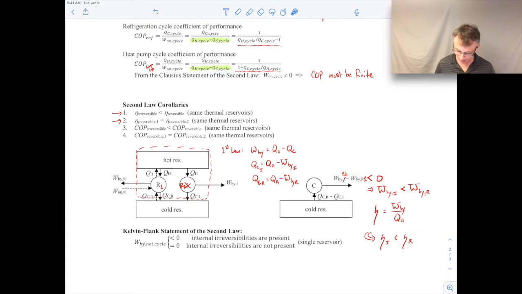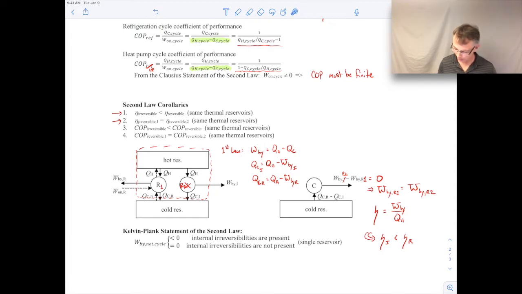But now that I'm dealing with two reversible cycles, when I go to the Kelvin-Planck statement, it says that the net work over the cycle should be zero because there are no internal irreversibilities. So I need to change this from being less than zero to being equal to zero, which means that the work due to each of these systems, the R1 and the R2, will be identical to one another.